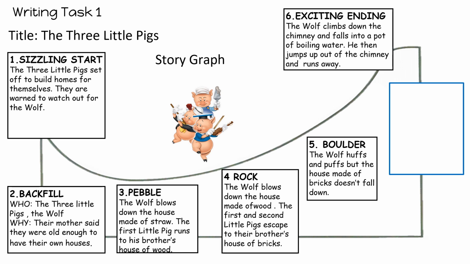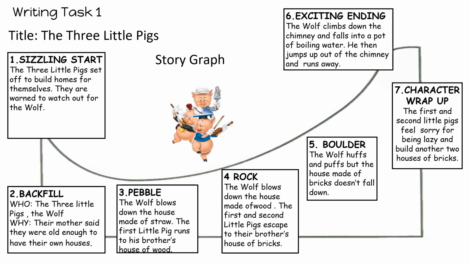The wolf climbs down the chimney and falls into the pot of boiling water. Then he jumps out of the chimney and runs away. And then finally, step 7 is our character wrap-up. The first and second little pigs feel sorry for being lazy and build another 2 brick houses. And now you've created your own copy of a story graph.